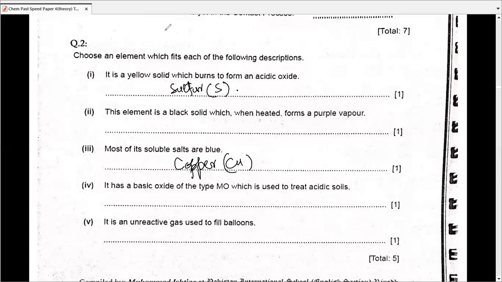Okay, the next one, which is used to treat acidic spells.